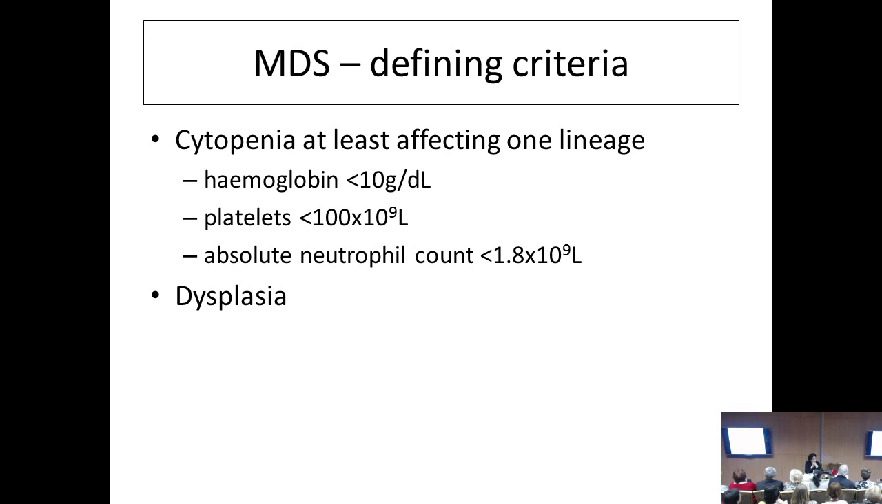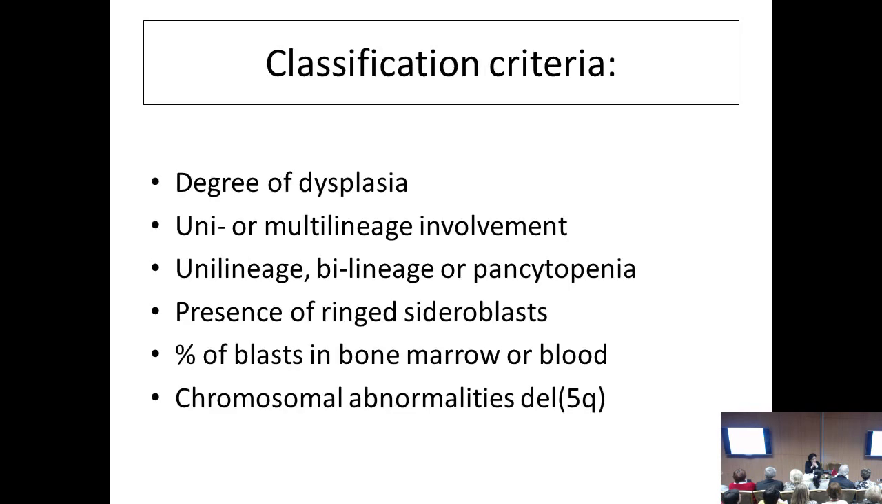And dysplasia is, of course, what we are dealing with as morphologists, either in the smears or in the bone marrow trephines and in the histology. And dysplasia we should be able to recognize, and I will refer to this.